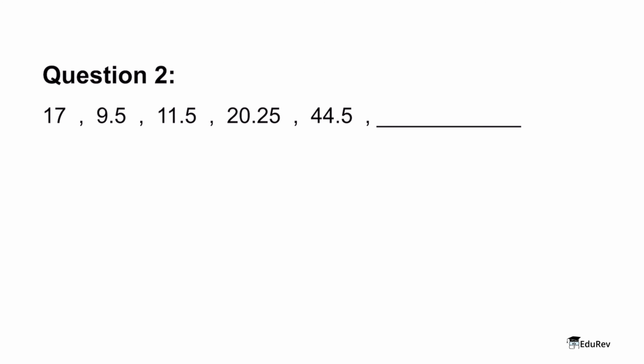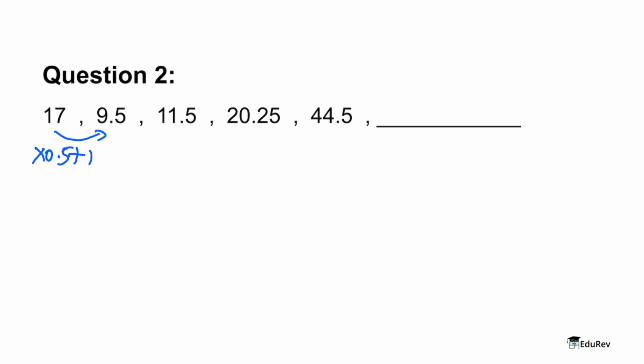Now let's move on to question number 2. Once again, we need to get from 17 to 9.5, then to 11.5, then 20.25 and 44.5. Once again, the series is first decreasing and then increasing. So how do we get from 17 to 9.5? We can multiply it by 0.5 and then add 1 to it, because 17 into 0.5 gives us 8.5 and then we add 1, so it's 9.5.